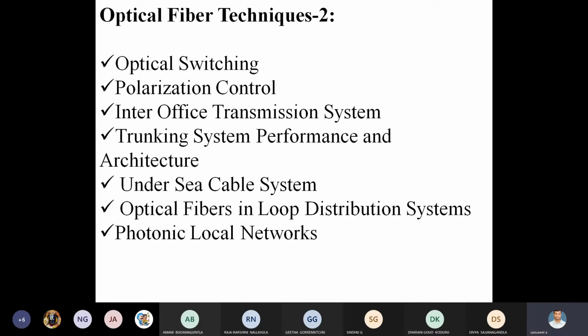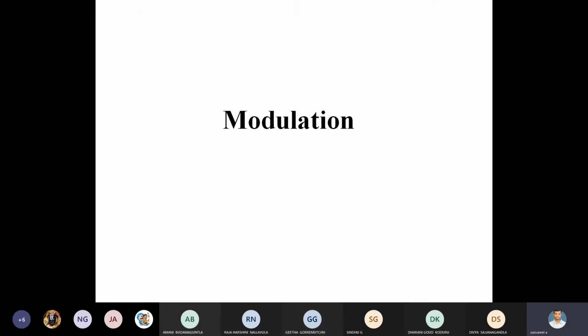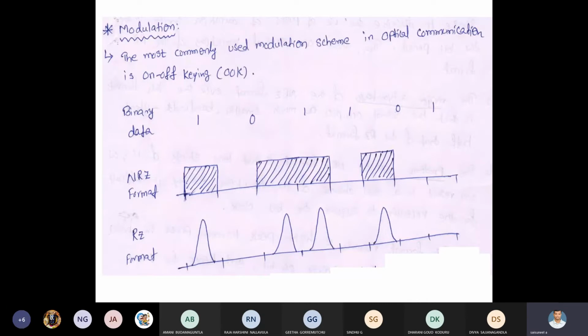Now let's move to the first topic of Unit 3, optical fiber techniques 1, under this modulation. The first topic is what is meant by modulation. You know the general definition of modulation, right? At the time of modulation, how many signals are needed? We need two signals. One is the message signal, another is the carrier signal.